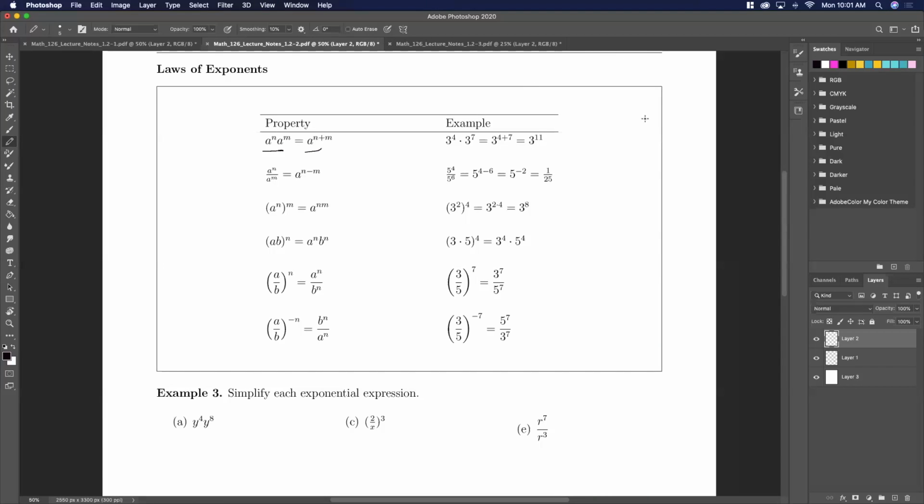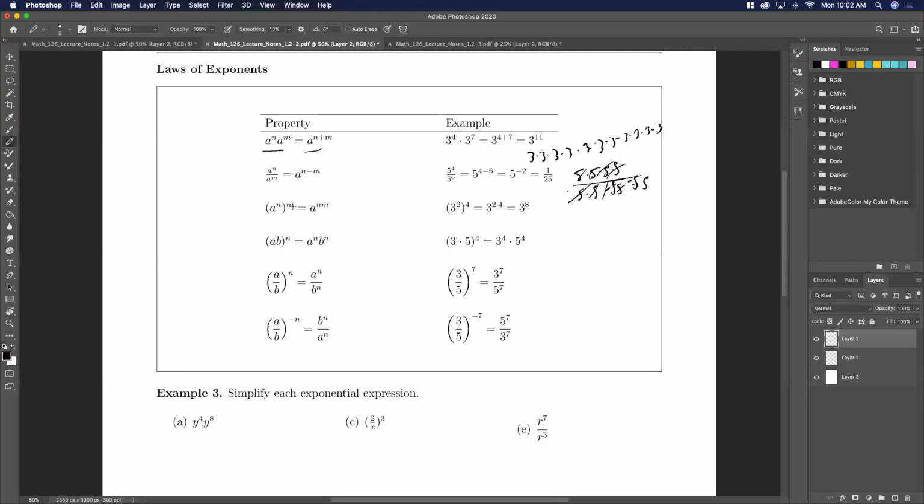Notice here, all these rules can be achieved by just writing them out. You can literally just write them out. So here, if I had 4 3s, and then I had 7 3s, 1, 2, 3, 4, 5, 6, 7. I can count them up to the 11th. Same for this row. If I had 4 5s up top and 6 5s down below, I can cancel out that, and I'm just left with that. And so the same for these, same exact thing for these. You can just mess with these rows where they come from.